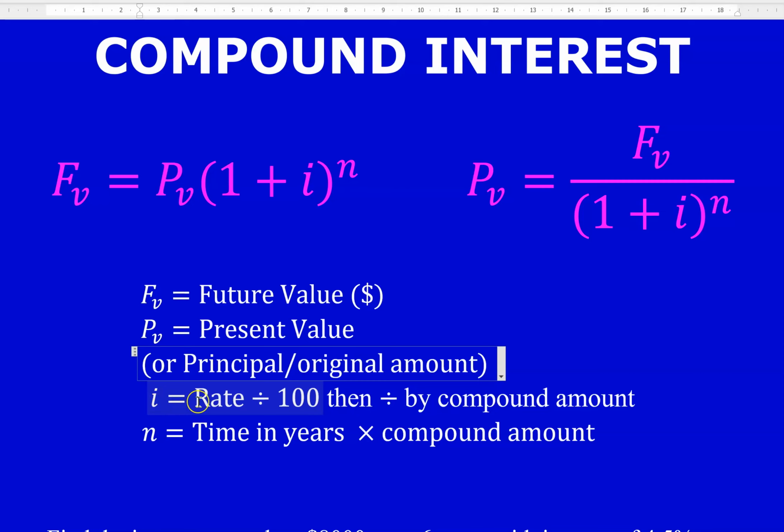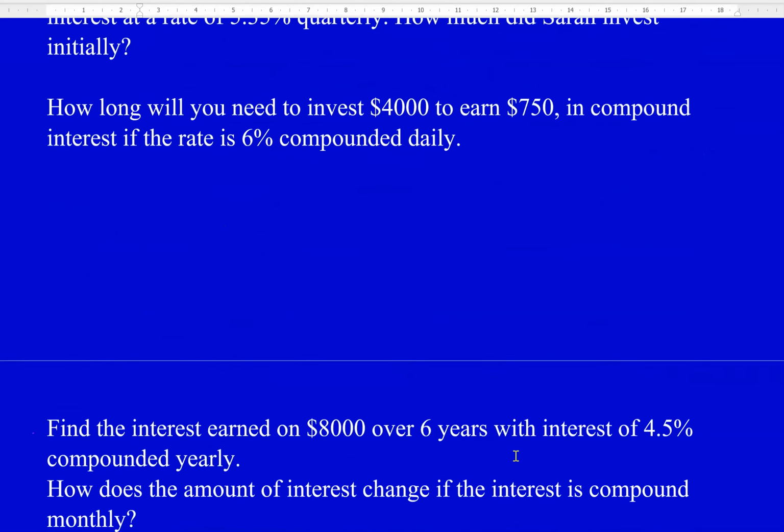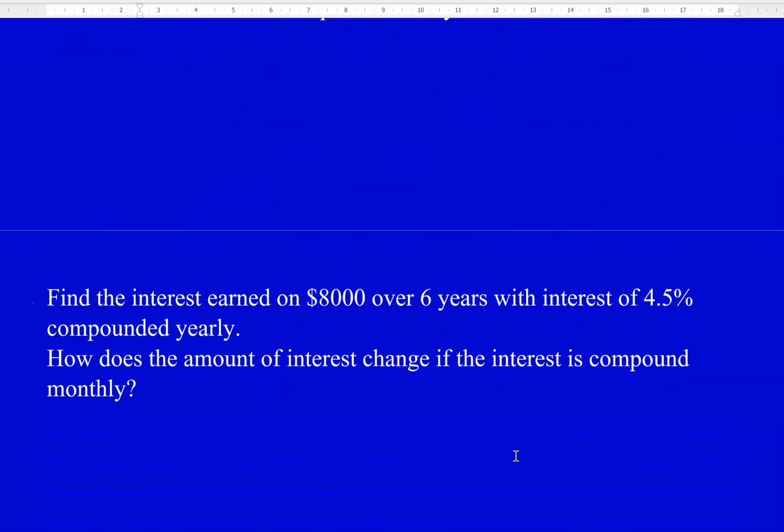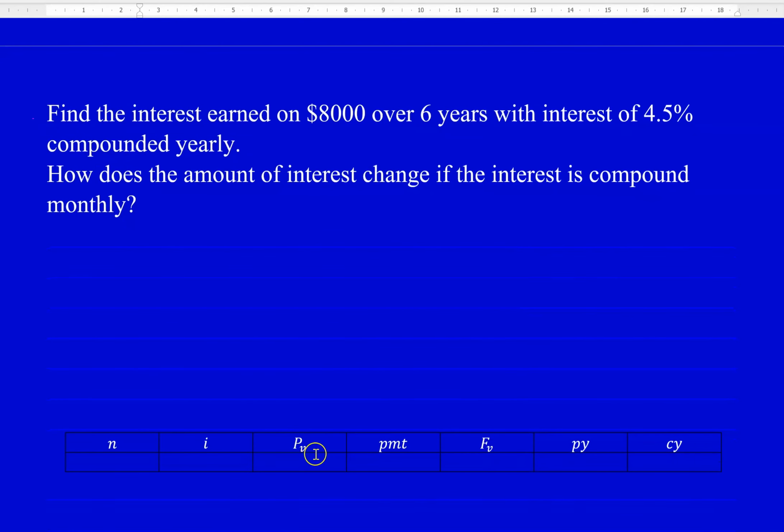I is your interest rate. We have to divide it by 100, and then you have to divide it by the number of times it compounds. And your N, that's your time in years, but you have to multiply it by the number of times it compounds. And you think, I don't know what that means. Well, we'll do a couple of questions, and you'll see how that plays out. We'll also show you how to do this on your graphics calculator. Here we go.